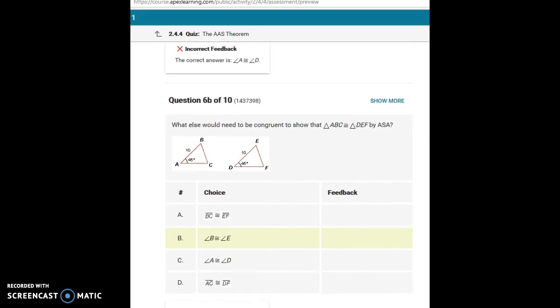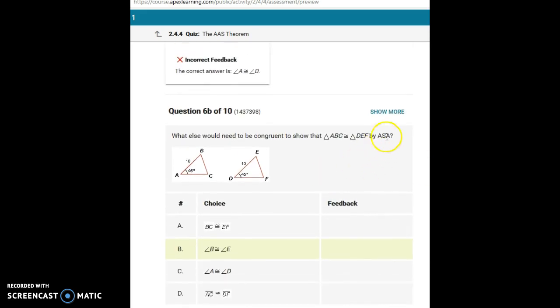Once again, they want angle, side, angle. So there's our side, here's our angle. So that's going to be B and E. Angle, side, angle. It has to stay in that order. So the answer is B and E.